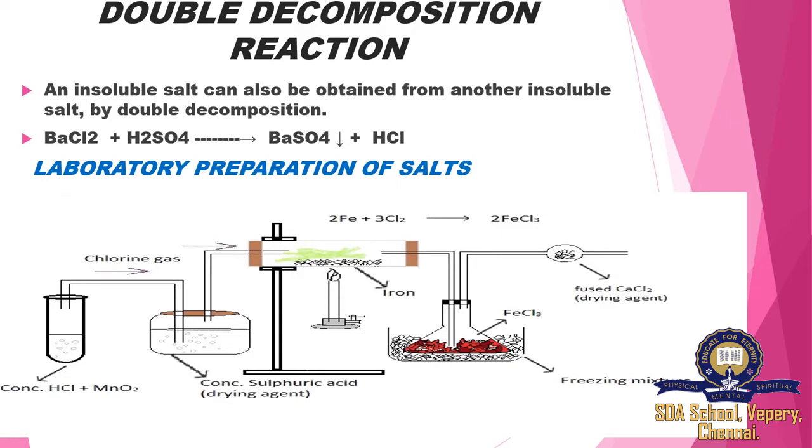Why do we need a drying agent? When this ferric chloride gets moisture, it is deliquescent in nature. Deliquescent, you already know, means it easily absorbs water from the atmosphere. That's why we need to add fused calcium chloride to maintain the ferric chloride as a dry one.